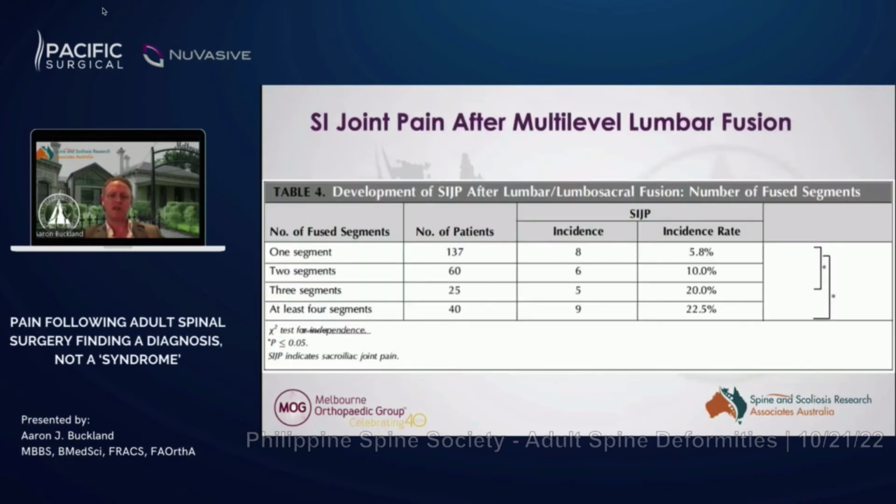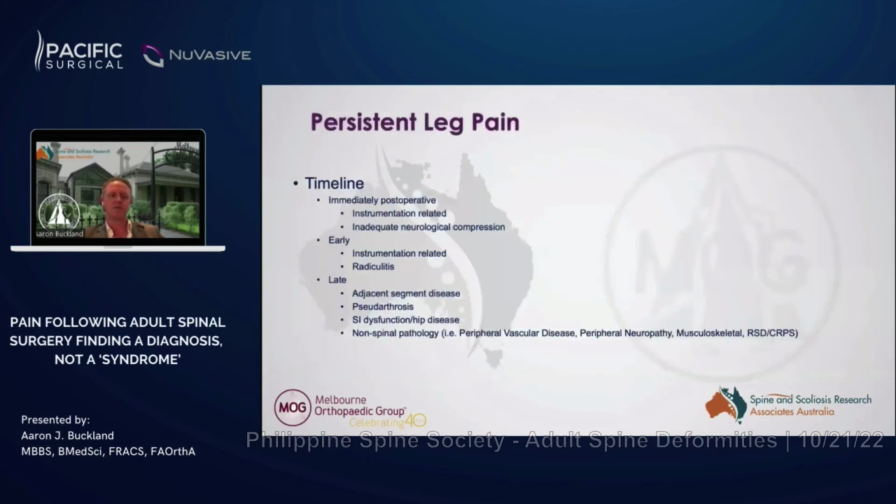Here you can see this is evidence that the incidence rate increases significantly if you've got at least 4 segments fused above the SI joint. Almost a quarter of patients can develop SI joint pain. So it's worth looking for, it's worth trying to understand this, and I would argue even worth fusing the SI joint with your primary fusion to the pelvis.